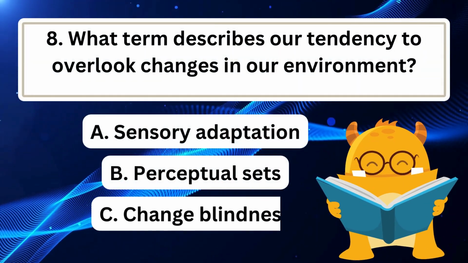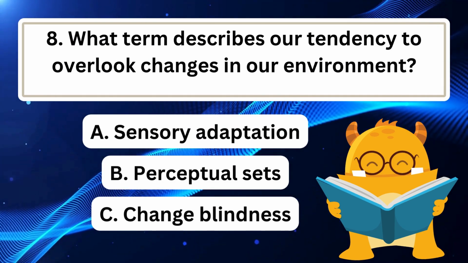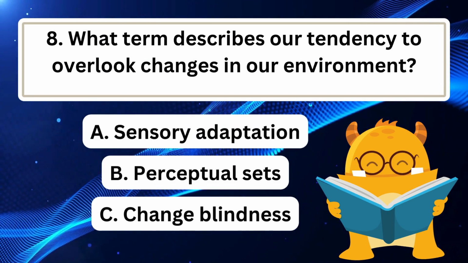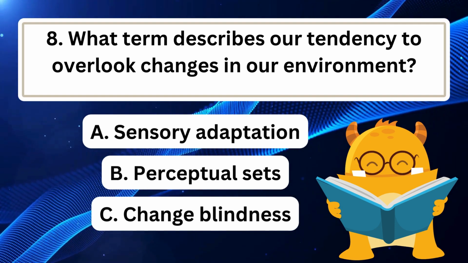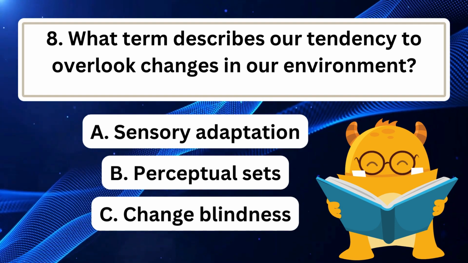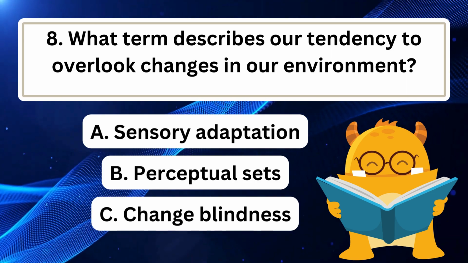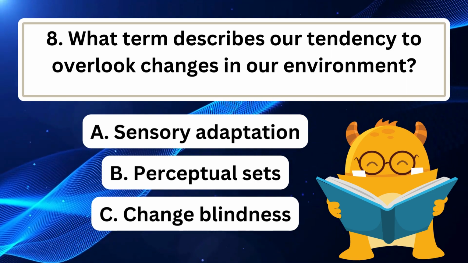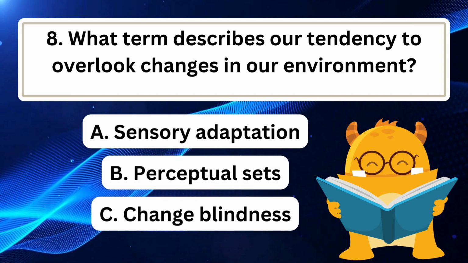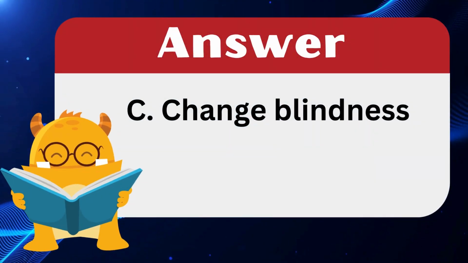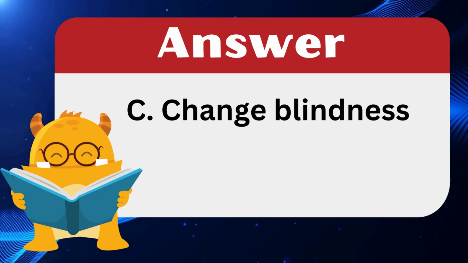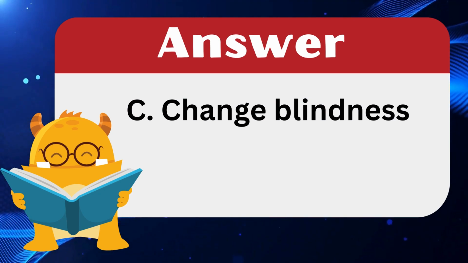8. What term describes our tendency to overlook changes in our environment? A. Sensory adaptation. B. Perceptual sets. C. Change blindness. C. Change blindness. Change blindness refers to the tendency to overlook changes in our environment.